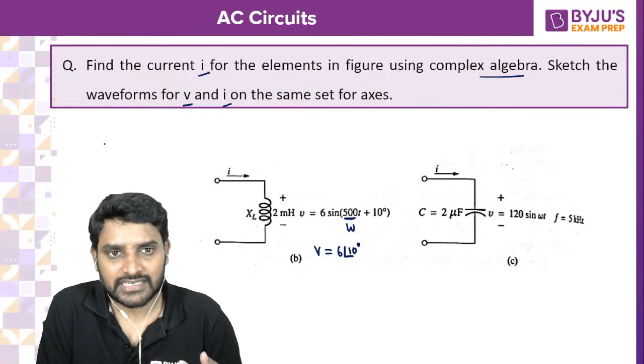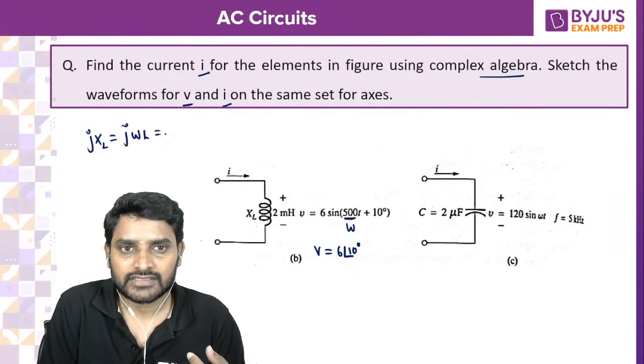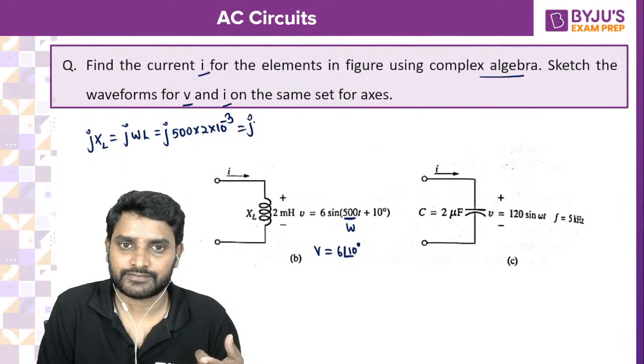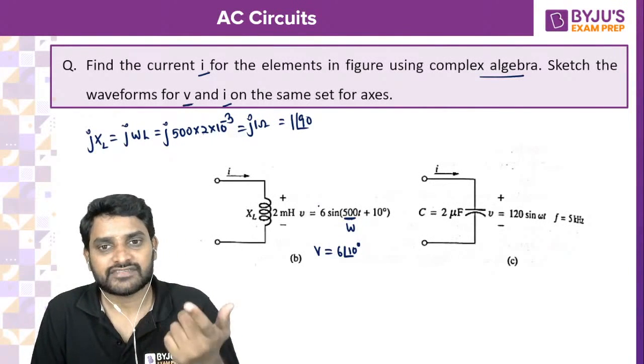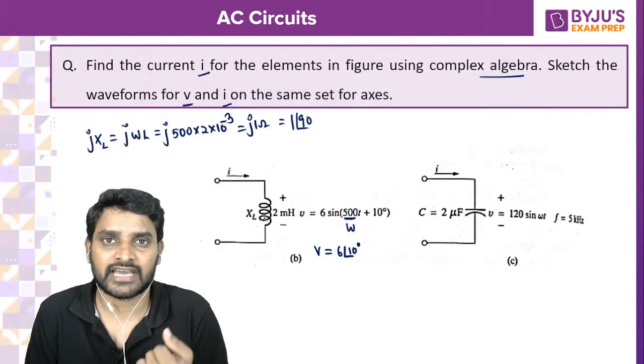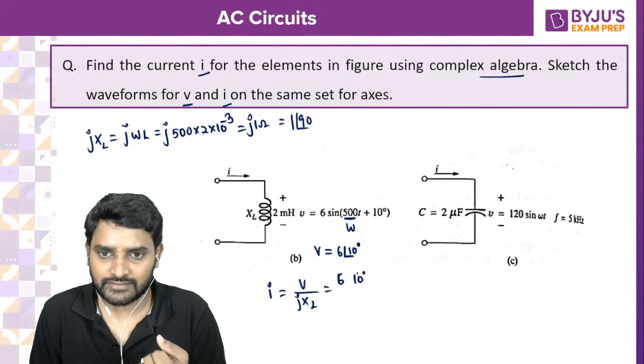What is jXL? jXL will be j omega L, that is j into omega, which is 500, times the inductance of 2 millihenries. So 5 twos are 10, so 1000 into 1 milli comes out as j1, that is 1 at an angle 90 degrees. Voltage divided by inductive reactance, you will get the current. I is equal to V by jXL, 6 at an angle 10.